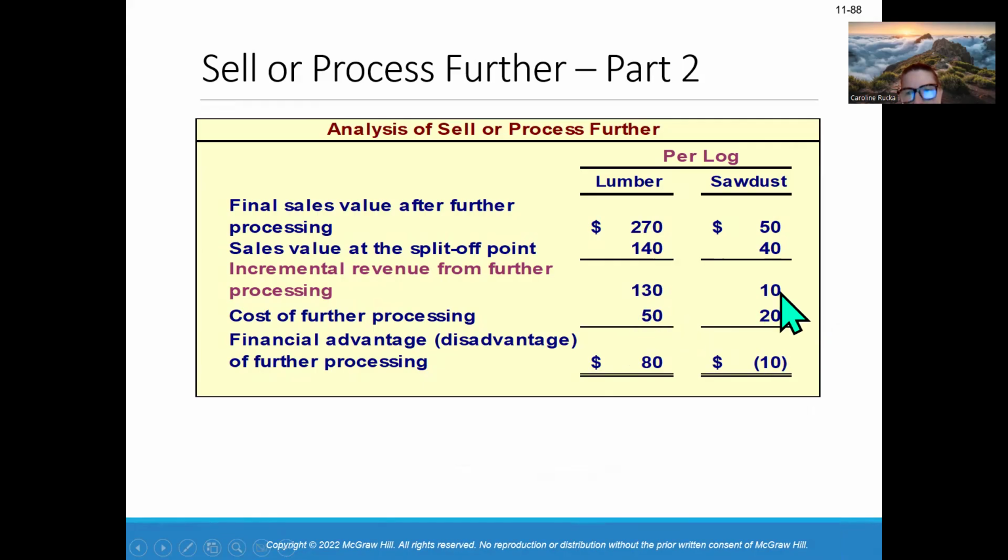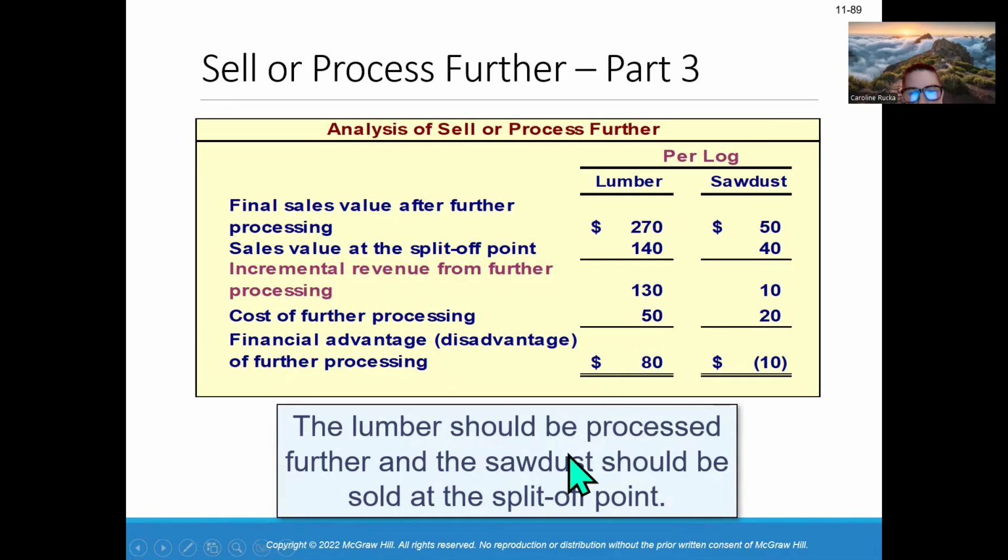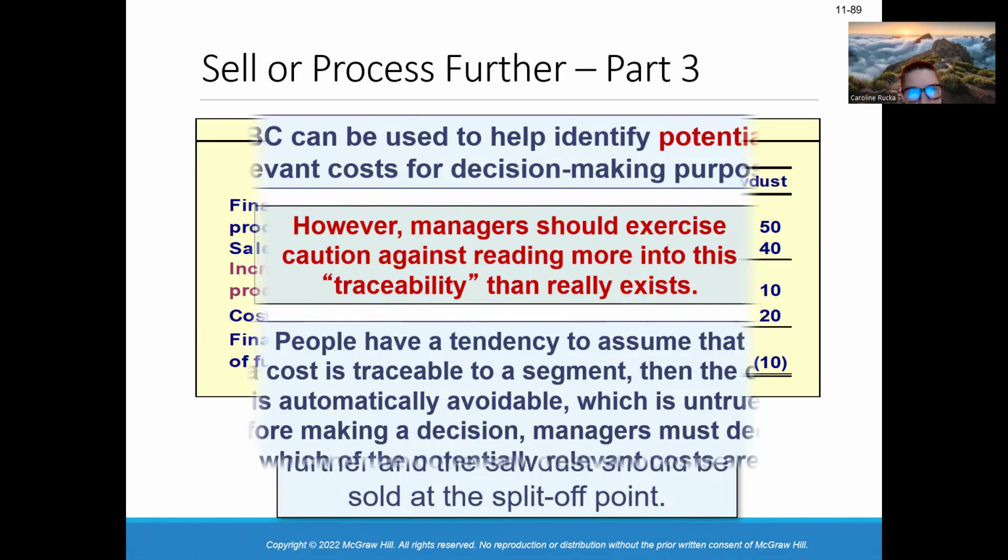So if we continue processing the sawdust, we're working at a loss. But if we continue processing the lumber, there's a gain there. So the lumber should be processed further and the sawdust should be sold at the split off point.